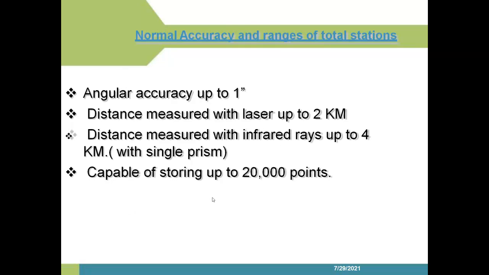Now, the accuracy of the total station. The accuracy is very high in the total station. For example, the angular accuracy is around 1 second in the total station, but in the theodolite and compass surveying, there is a variation of around 1 degree or 1 minute. At the same time, one time we can store around 20,000 points. From the distance measurement, we can identify the distance up to 2 kilometers. So the range is also very high.